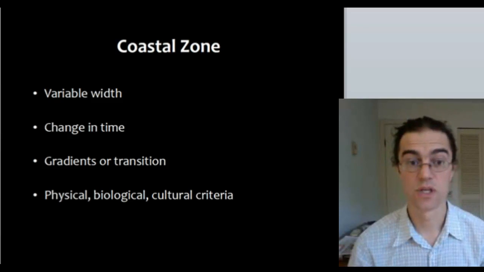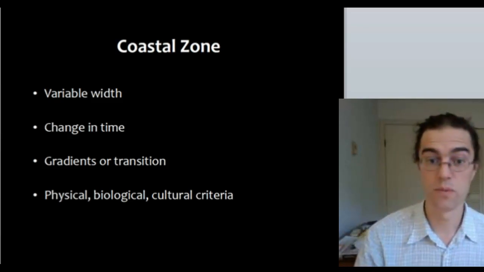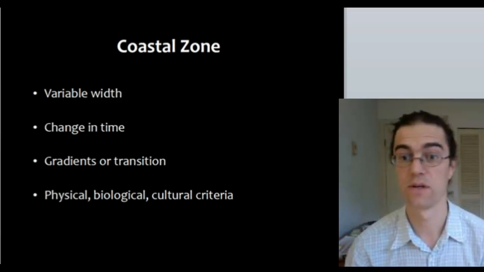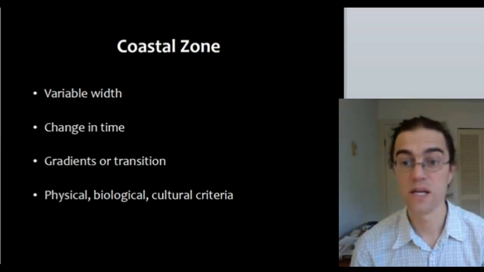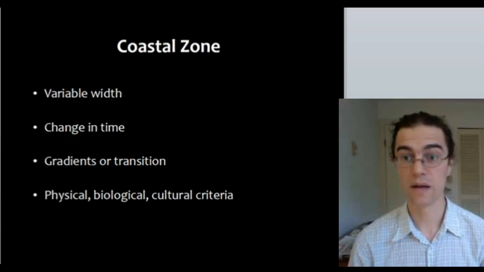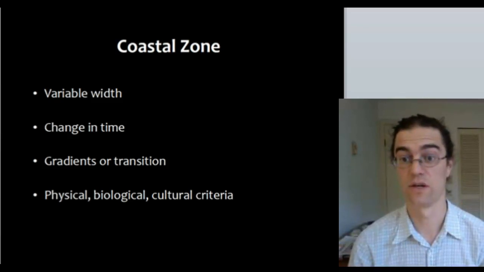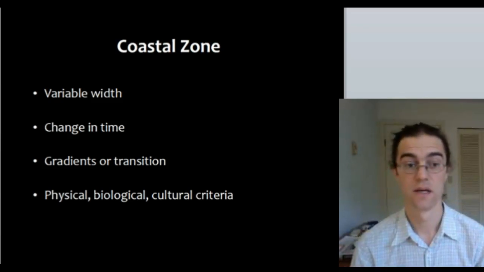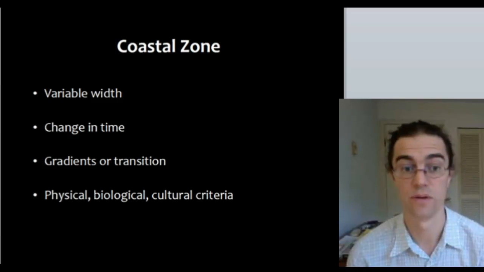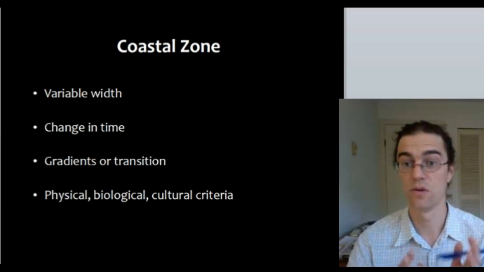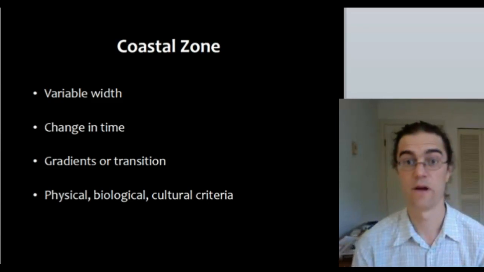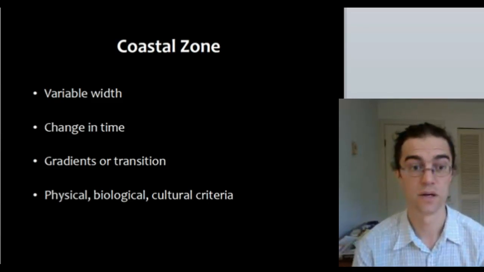It's a space in which the terrestrial environments influence marine environments and vice versa. The coastal zone is of variable width. It also changes in time based on numerous factors: storms, tectonics. We'll get into some of those first order processes, such as plate tectonics changing coastlines, in the following mini lecture.